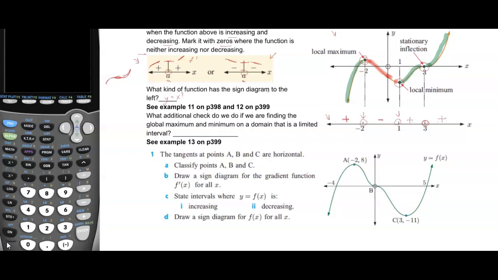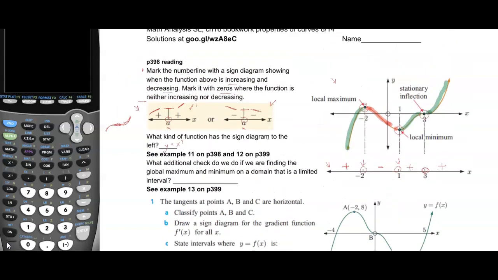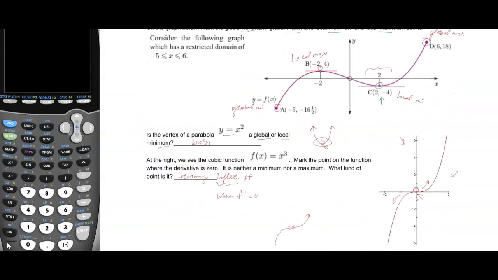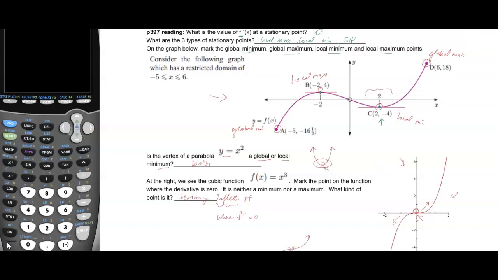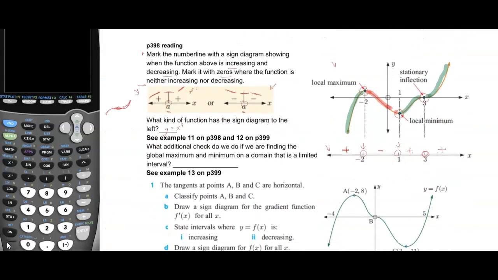What additional check do we do if we are finding global maximum and minimum on a domain that is a limited interval? So remember, if we have a limited interval like this function here, we do need to check the endpoints to make sure that these endpoints are not lower or higher than the local maximums and minimums, which we find by finding the places where the ball would stop rolling away, stationary points, right? So we do need to check endpoint values, y values. Okay.